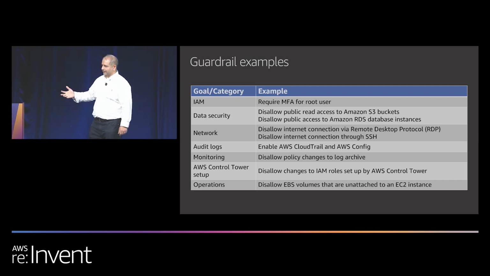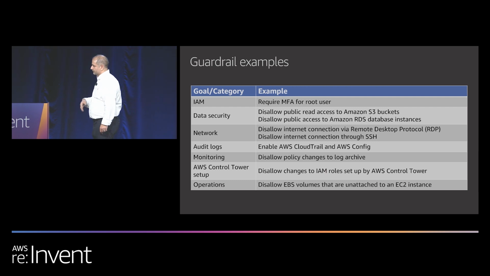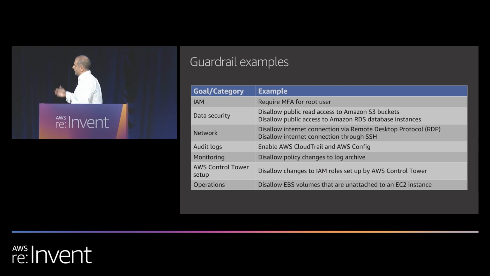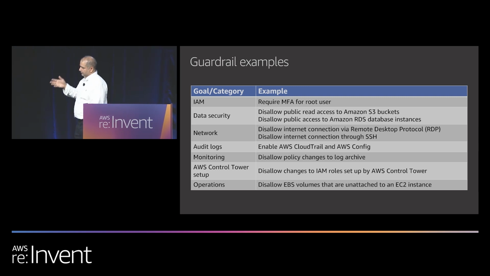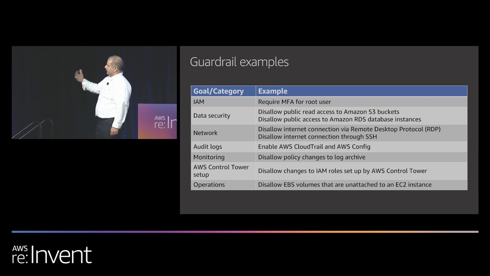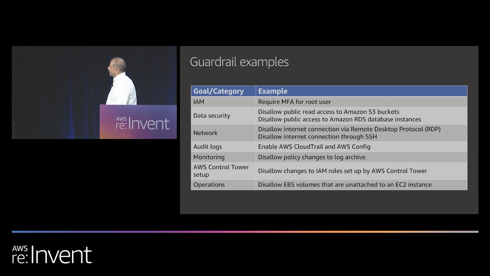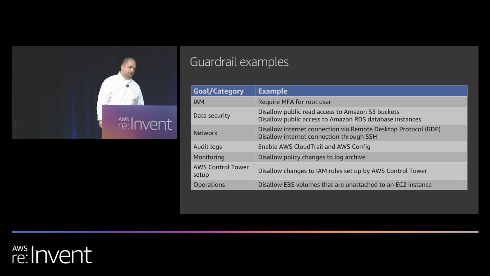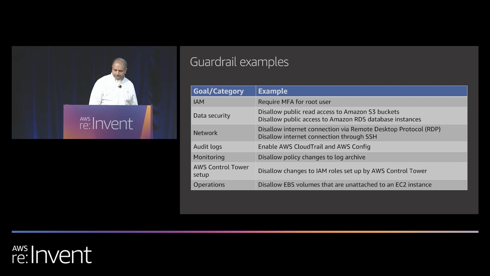So if I use the account factory, and I actually create net new products or net new accounts, they will automatically get the guardrails. And then we have some categorization associated with what those guardrails do, or what kind of problems or areas they're trying to address. So we have these categorizations, as you can see on the left-hand side. So for example, IAM, data security, networking, monitoring, audit logs, et cetera. And on the right-hand side, you can see examples of what those guardrails are within Control Tower.